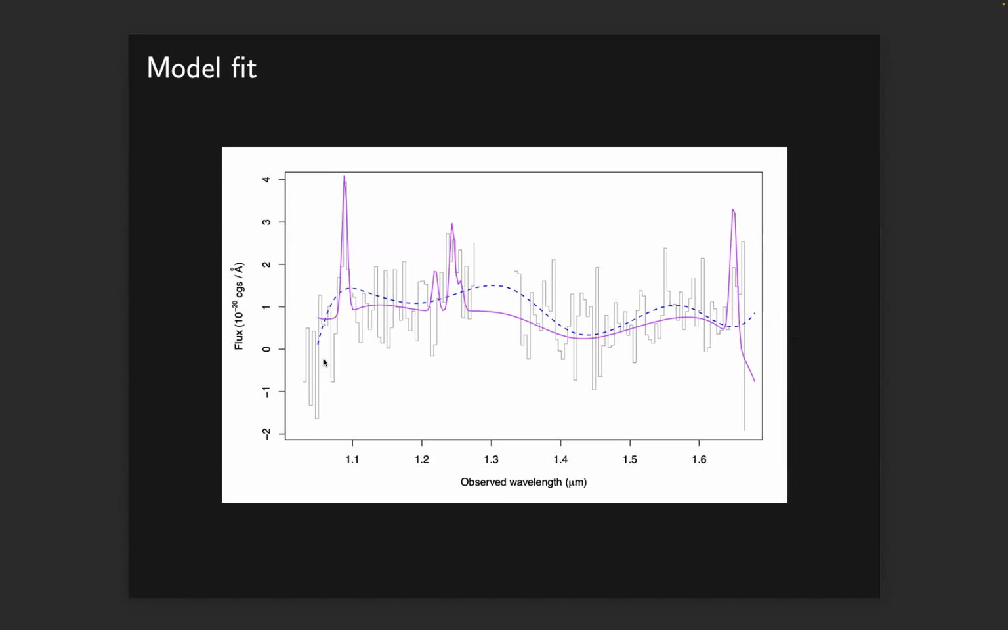Okay, and so for one of the data examples at least, we can see a model fit. This purple line is the maximum a posteriori fit for the model with lines. And then the blue dashed line is the null model without lines. We see both are fairly reasonable looking, although the blue dashed line is certainly missing the peaks in the data.